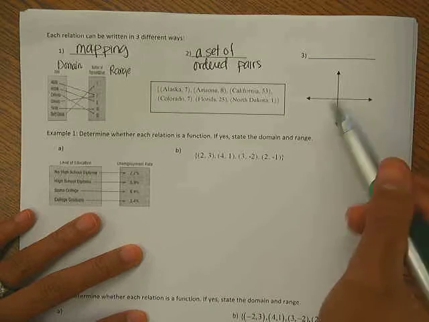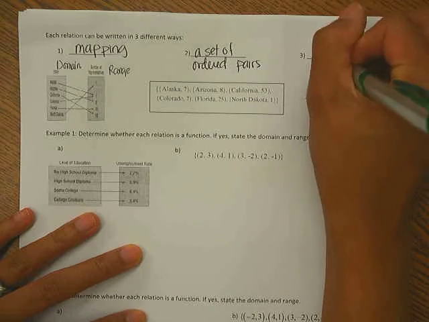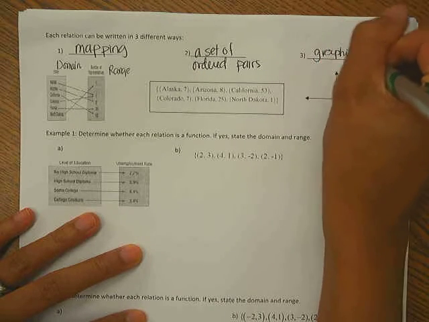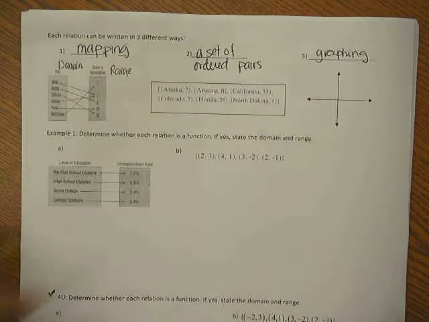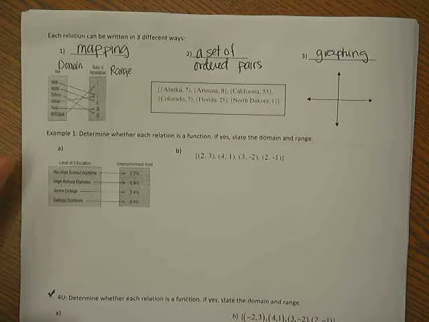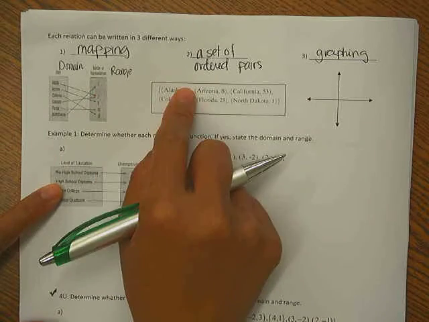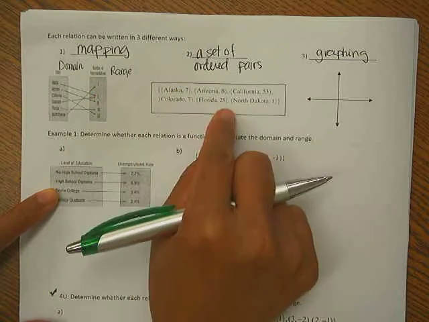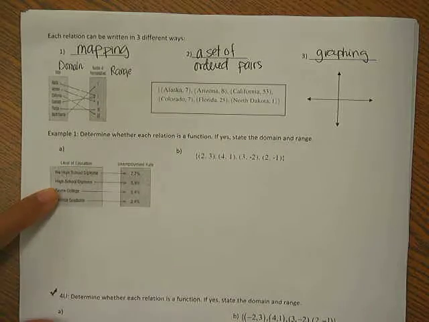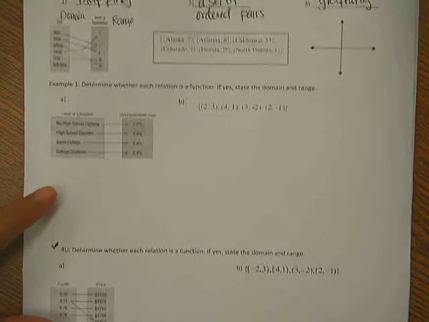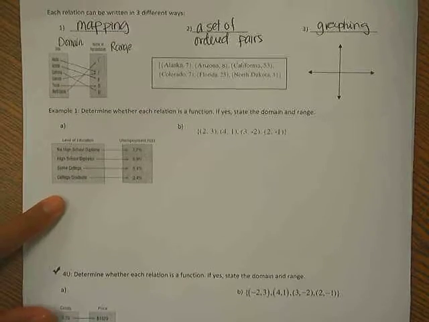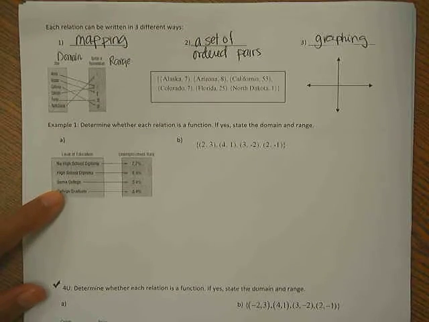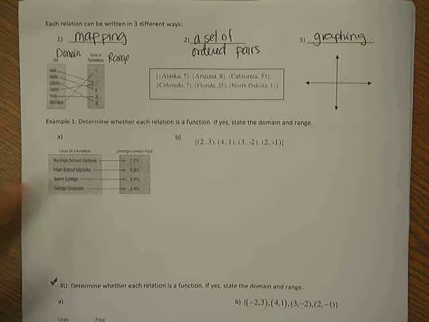And the last one is graphing. As you can see right here, this is a coordinate plane, and we can use graphing to represent a relation. Now, a relation doesn't have to be a function, by the way, but a function can be a relation. Okay? Example 1. Oh, by the way, if I'm going too fast, of course, this is a video. You can hit pause, rewind, repeat.